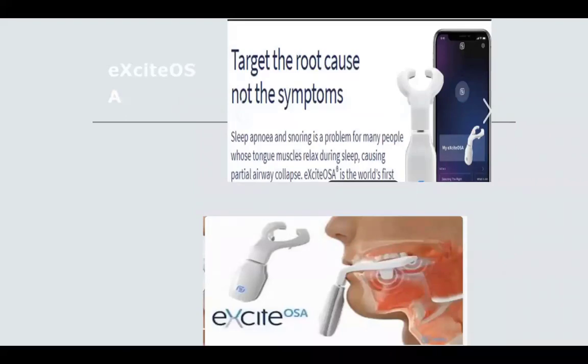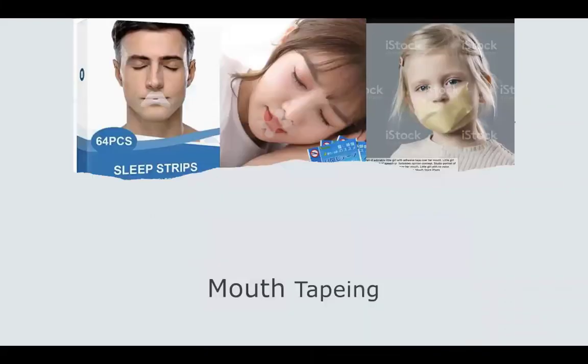This is something new on the market. They said the tongue muscles are lax. When you lie back, it slides back easily. They have this Excite OSA, and what it does, it stimulates your tongue, and there are exercises for your tongue to make your tongue stronger, so you don't get this floppy tongue going back in the oropharyngeal region.